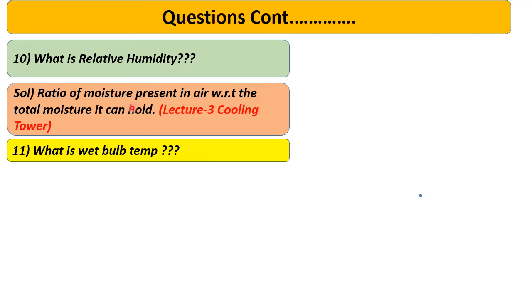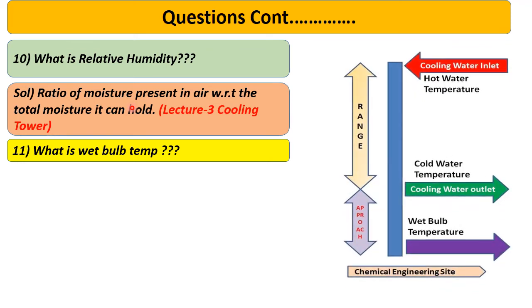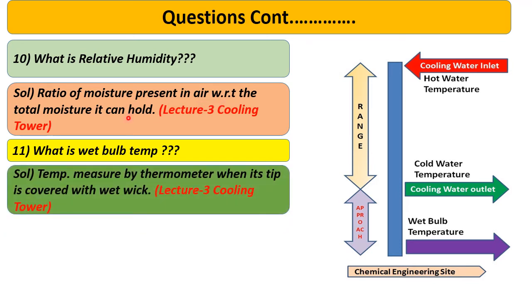Friends, next question is, what is wet bulb temperature? Friends, wet bulb temperature is basically the temperature measured by the thermometer when its tip is covered with a wet wick.